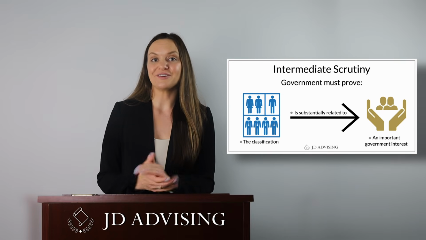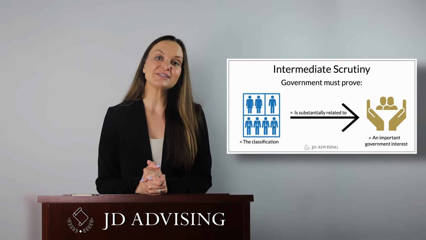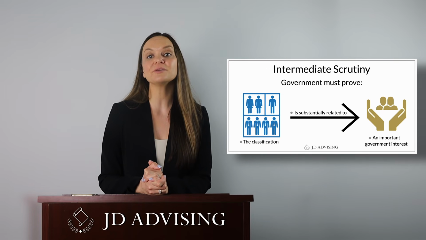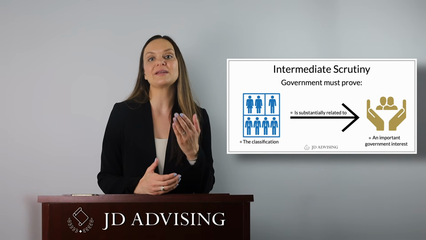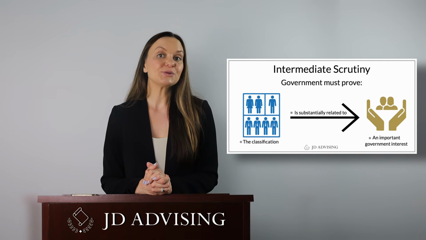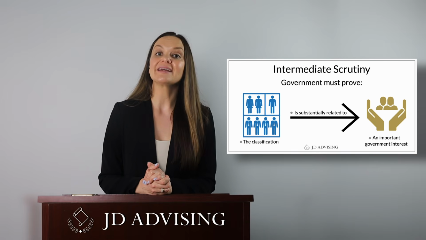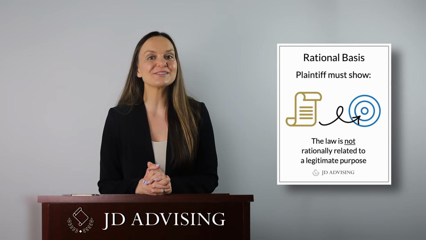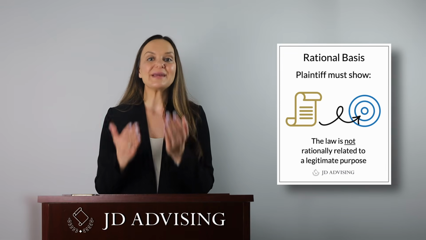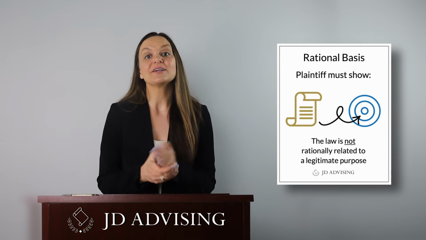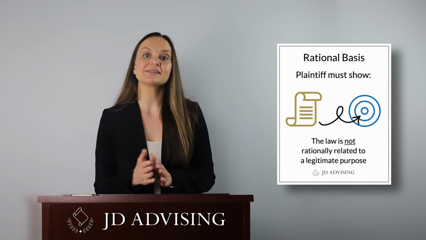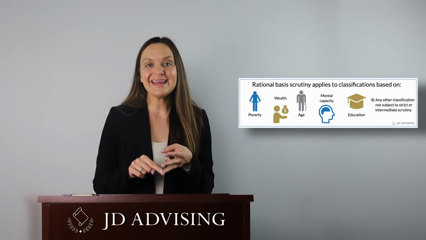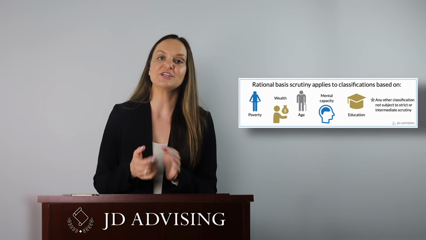Turning to intermediate scrutiny. The burden is on the government to prove the law is substantially related to an important government interest. This applies to classifications of gender and illegitimacy. Lastly, with a rational basis, the plaintiff or the complainer bears the burden of proof. Rational basis applies to everything else that intermediate scrutiny and strict scrutiny does not apply to. For example, poverty, wealth, age, mental capacity, and education.